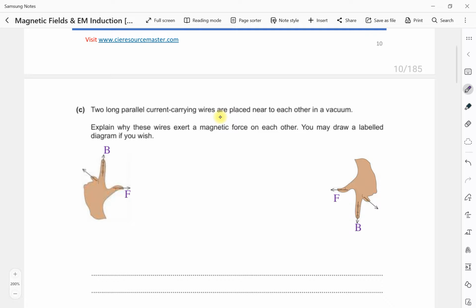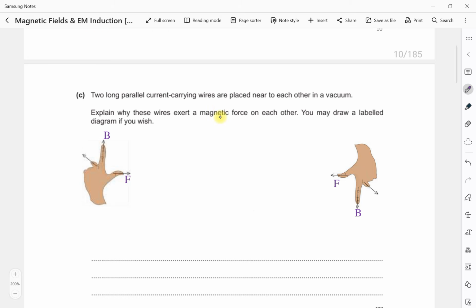Of course, because these wires are close to each other, it means each wire sits in the magnetic field created by the other wire. And because each wire sits in the magnetic field created by the other wire, by Fleming's left-hand rule, each wire is going to be experiencing a force if the current is perpendicular to the magnetic field at that point. Therefore, I can draw this.